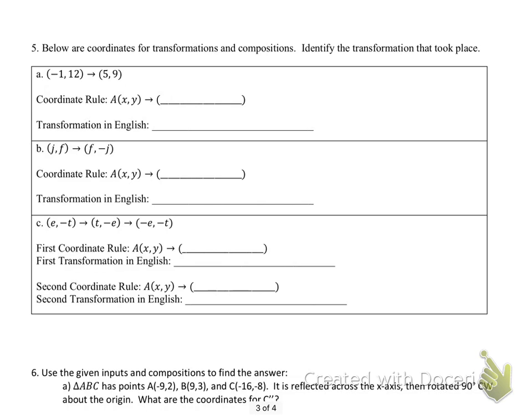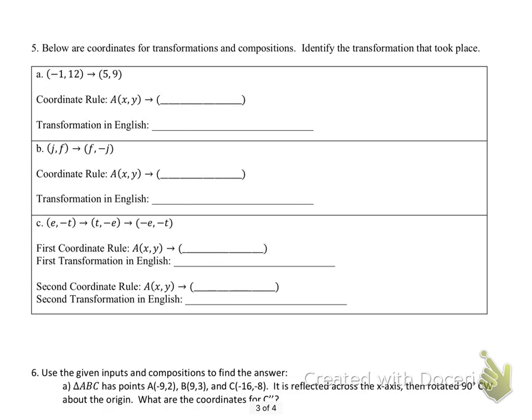All right, what's happening here in this one is you have a composition. So you're going from (E, negative T) to (T, negative E). So that's going to be one transformation you have to figure out. Now for the second part, because you can see second coordinate rule, now you're going from (T, negative E) to (negative E, negative T). You don't go back to the beginning. You go from the second point to the third one and figure out what that transformation is.